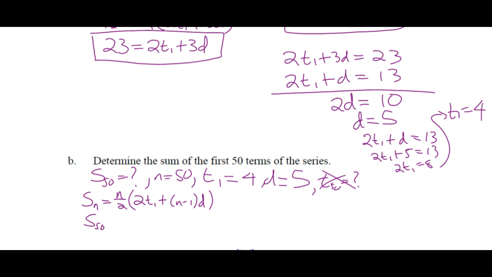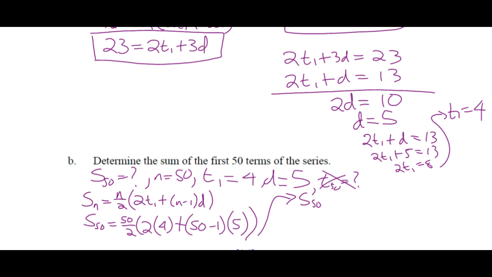So S50 is 50 over 2 times 2 times 4 plus 50 minus 1 times 5. So 25, and we've got 8 plus 49 times 5, which is 50 times 5 is 250, minus 5, 245. And it's just math. It's just arithmetic. What's the answer? 6,825.